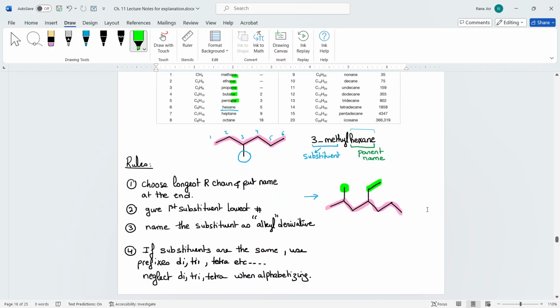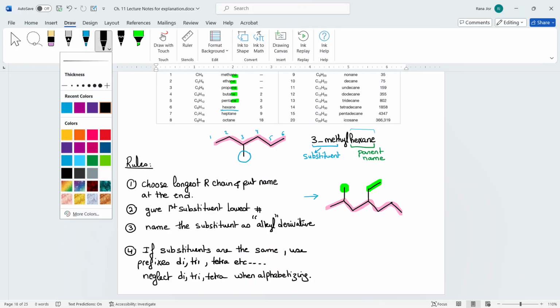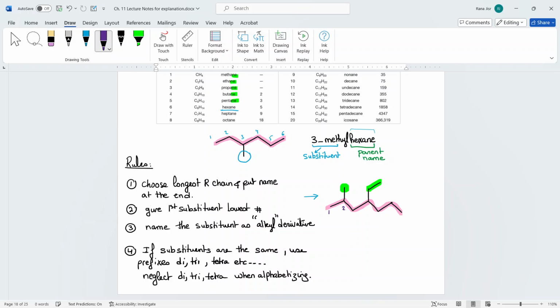Okay, I need to number my longest carbon chain to know how many carbons are there in my longest carbon chain. So I'm going to start by numbering on the side. I'm going to start numbering from here to give my first substituent the lowest number. This is 1, 2, 3, 4, 5, 6, and 7. So my name in there is going to end up being a heptane. So I put it at the end.